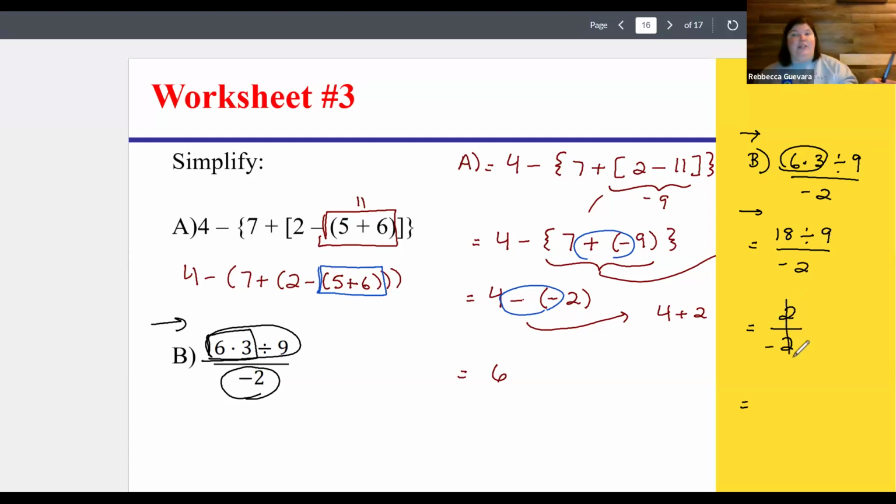Those cancel, but remember what I said, those rules about negatives and positives. If you're multiplying and dividing and you have an even number of negatives, you get a positive result. If you have an odd number of negatives, you get a negative result. We only have 1 negative. So this is going to be 1, but it's going to be negative 1.